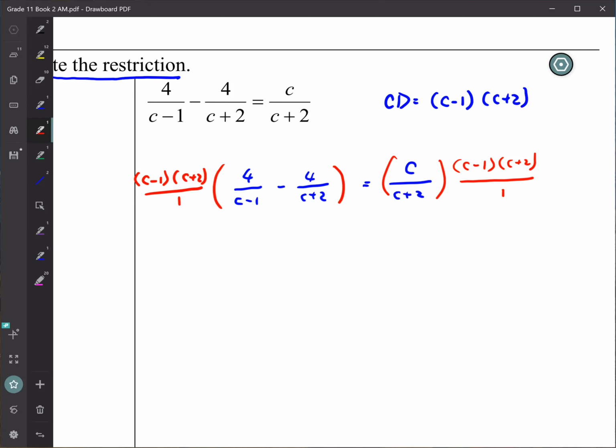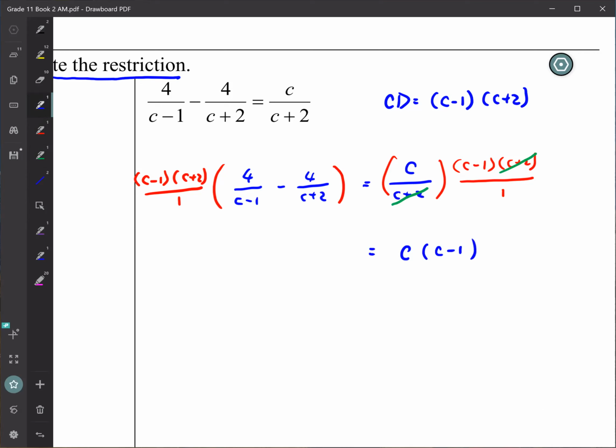Let's start with the right side, because the right side only has one fraction, right? So what can we cancel out on the right side, Colin? C plus 2. Yeah, so C plus 2 cancels out, right? So we just write down what's left. So no more denominator, that's our goal.